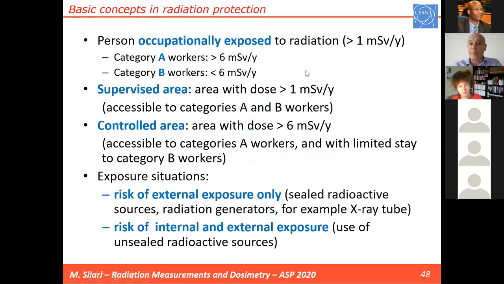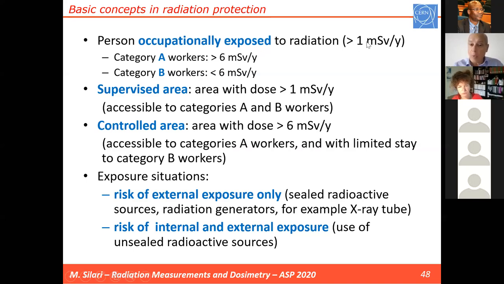So how do you classify personnel? Well, you classify personnel according to their job and to the likely sources of radiation to which they could be exposed. Occupationally exposed people are people who, by definition, could exceed the annual dose limit for the public. So if you cannot exceed, because of your activities, 1 millisievert per year, then you're not professionally exposed, because there is no difference with the members of the public.